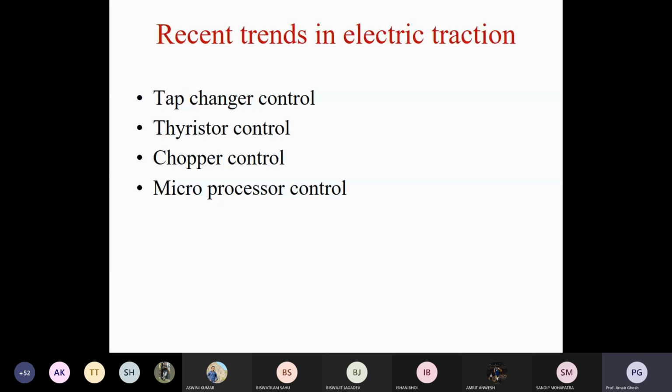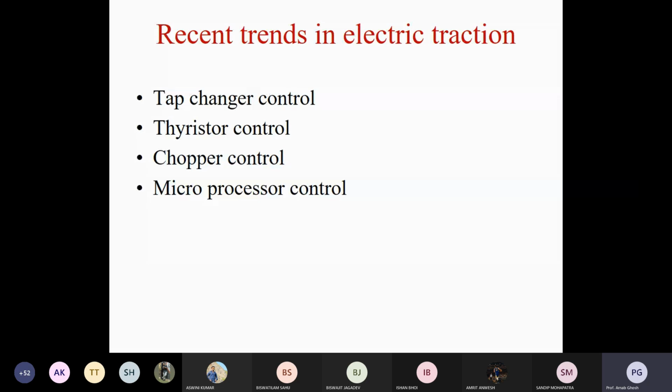If you make it on the secondary side, anyhow if you open or change the tap changer, switching it on and off, there is a problem of current leakage or flashing. But on the secondary side, in a normal EMU, that flashing may be observed, and it can be handled by the motor coach. There will be no problem.